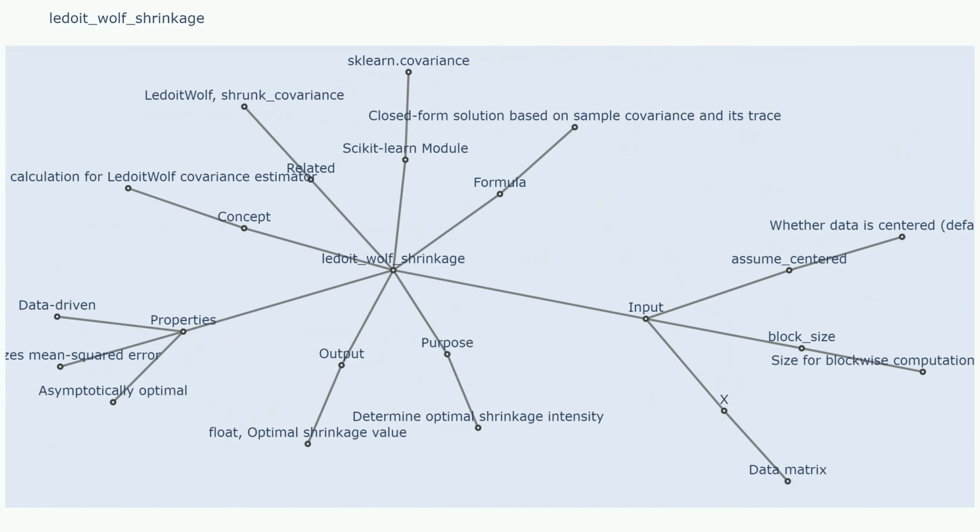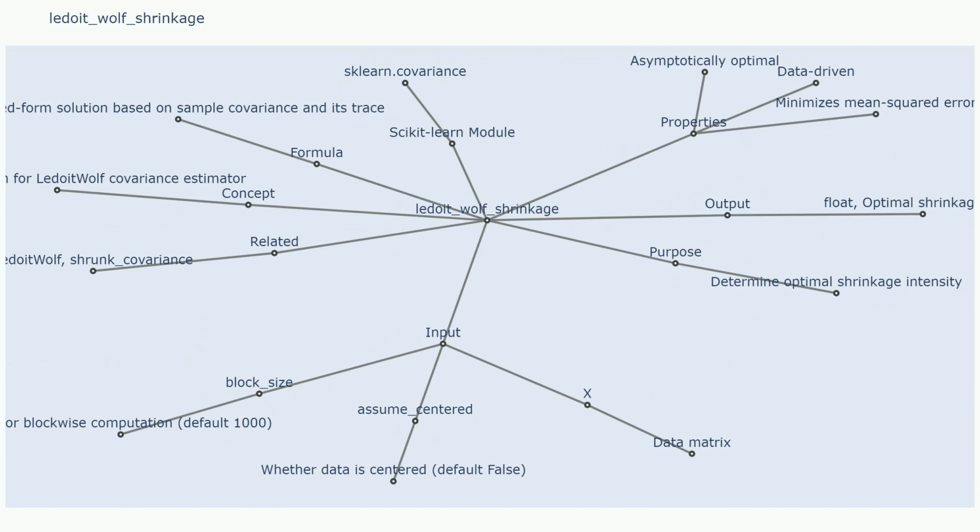Block size. Description: size of blocks into which the covariance matrix will be split. This is purely a memory optimization and does not affect the results. Type: integer. Default: 1000. This parameter can be either none, empirical, or a callable.